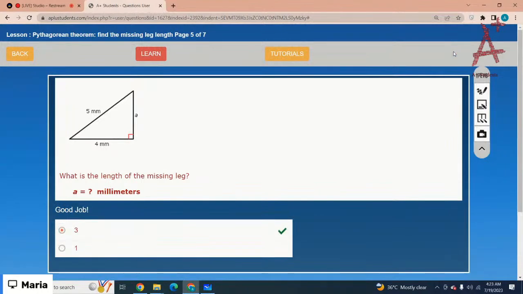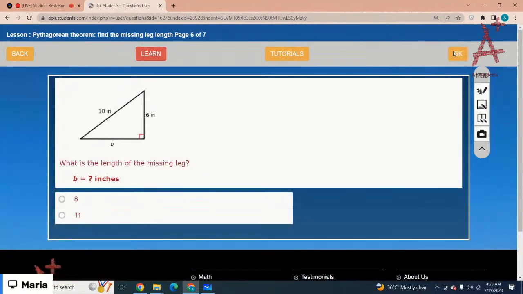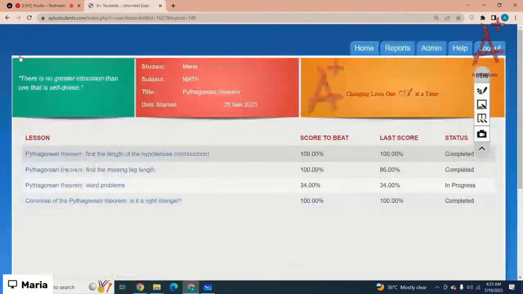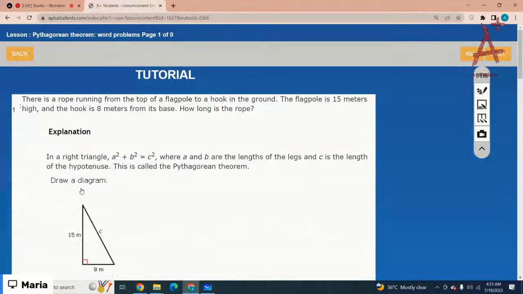Okay, you can complete the test by yourself later today. Let me just move on to the next lesson. Next lesson is Pythagorean theorem word problems. So let's just start with the word problems.